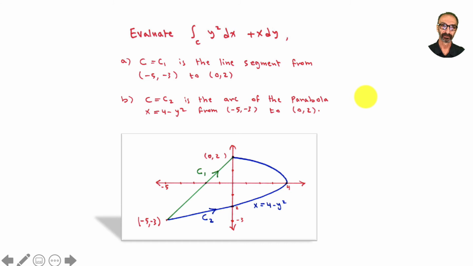Let's take another example. This one says evaluate the line integral over C of y squared dx plus x dy along C1 from (-5, -3) to (0, 2), and along C2 from the same point A to the same point B. So the start point and the end point are the same either way, but it's a different path. Let's see what's the difference and write some notes.